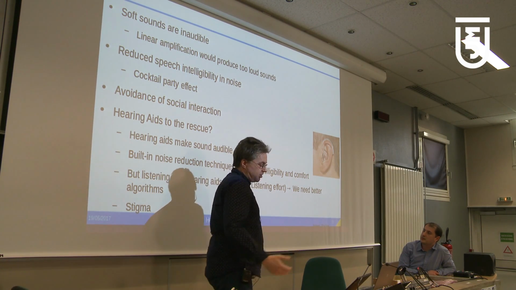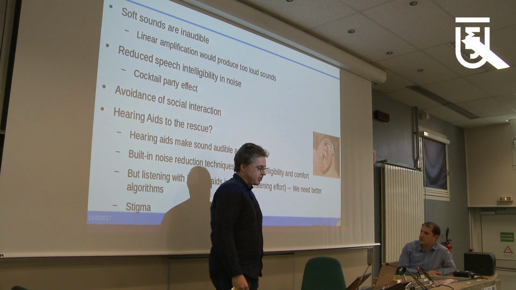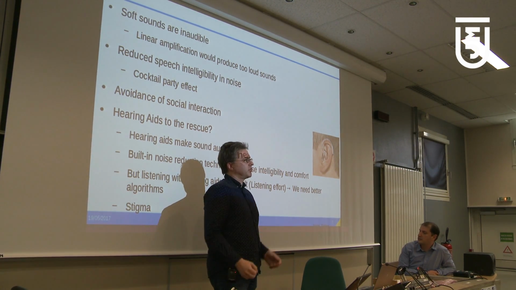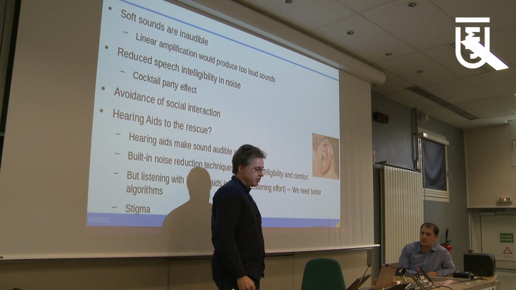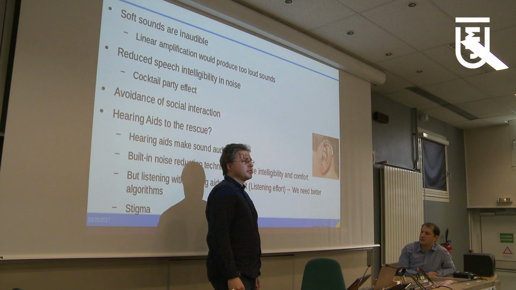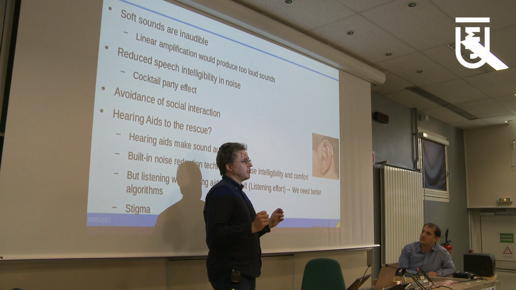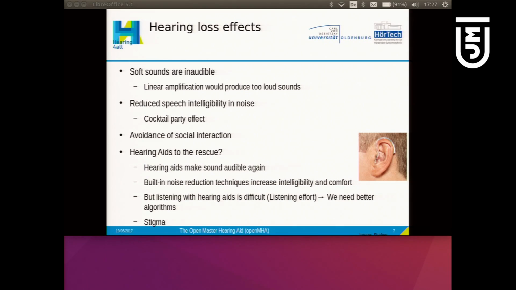The effects of hearing loss. So soft sounds are inaudible, and linear amplification is not really the best thing that you could do, because then you would also amplify loud sounds, and that would be too loud for the listener. We have reduced speech intelligibility in noise. Because of the reduced number of hair cells, people have difficulty separating neighboring frequencies. So if you have speech and noise, then a normal hearing person can separate them more easily than a hard of hearing person.